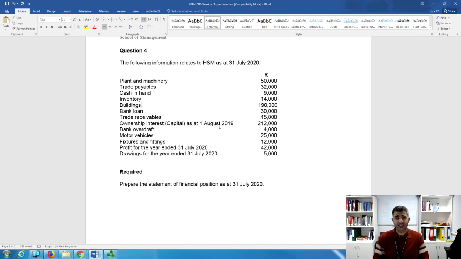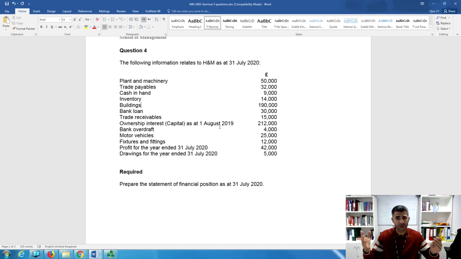Profit for the year ended 31st of July 2020, right? The question does give you the profit here, which at the end of this year is 42,000, and the last one is the drawings for the end of this year, and this is 5,000. And again, for the profit for the year and the drawings, the last two items, we should include them under the equity section of the statement of financial position.